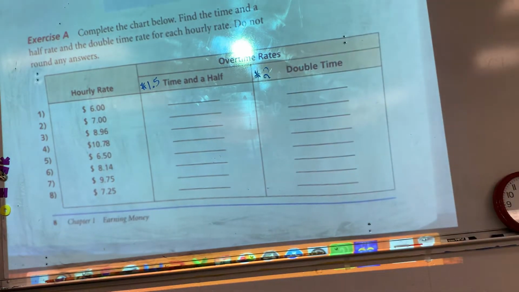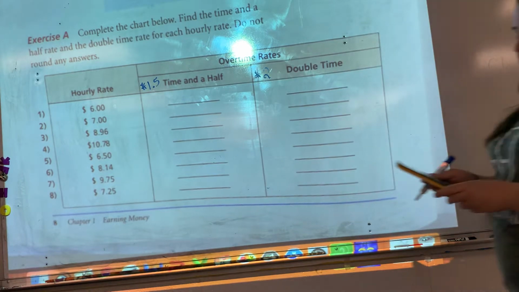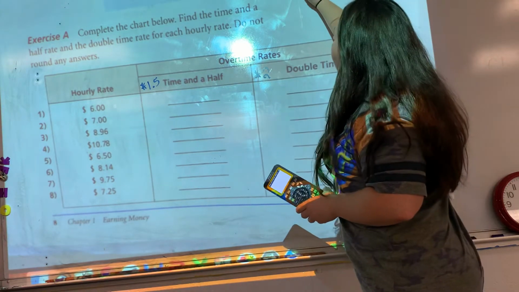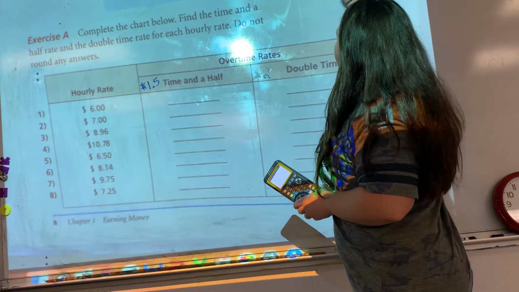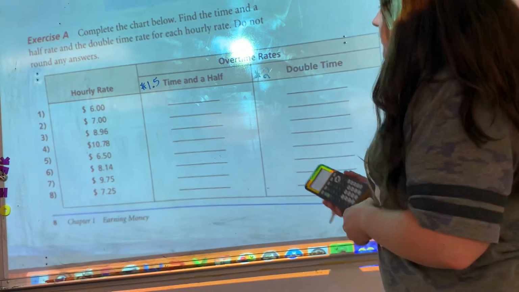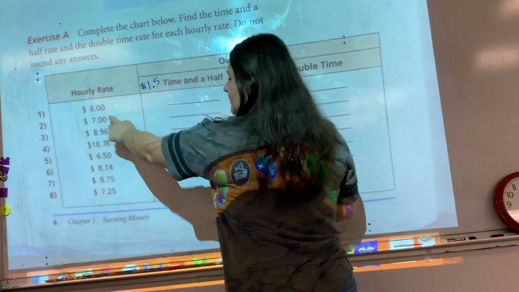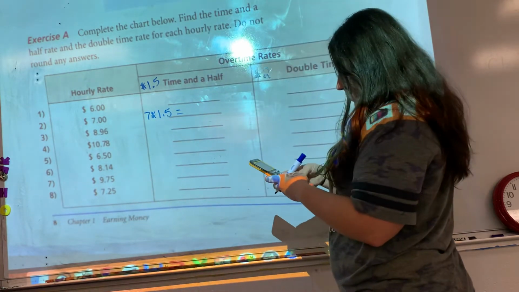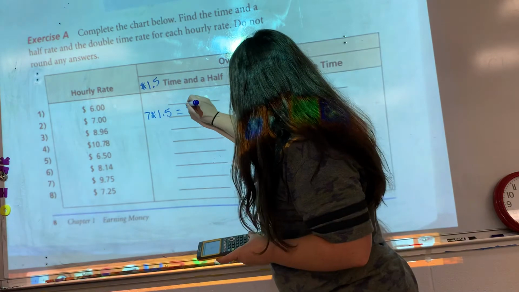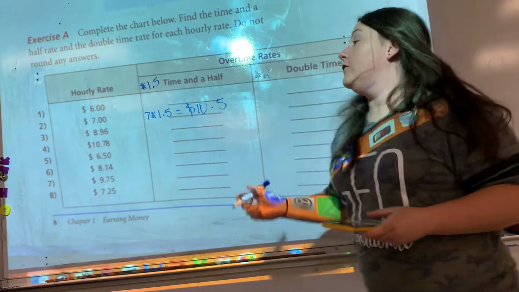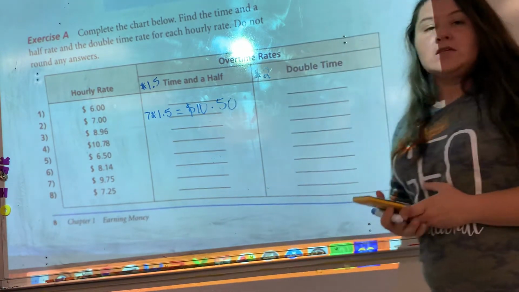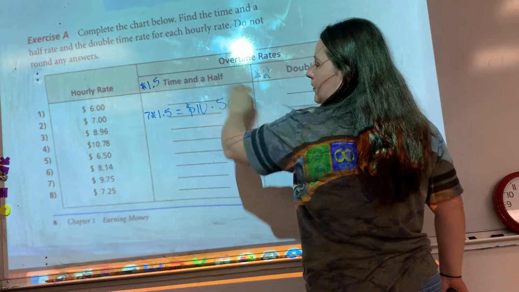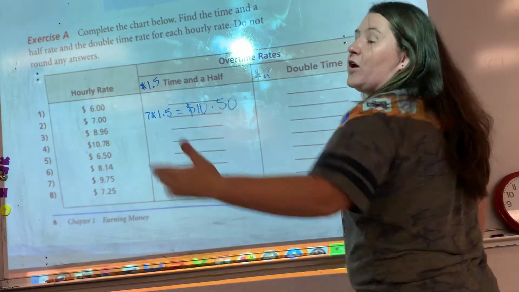If I'm looking at problem number 2 in this section, I have 7. And I'm going to use my calculator. If you need one while you're at home, don't forget you have desmos.com, an online graphing calculator that you can use. I'm going to take the 7 and multiply it times 1.5. So 7 times 1.5 gives me a rate of $10 and 50 cents. If I'm working 40 hours a week at $7 an hour and I work overtime for time and a half, I'm getting $10.50 every hour past the 40.